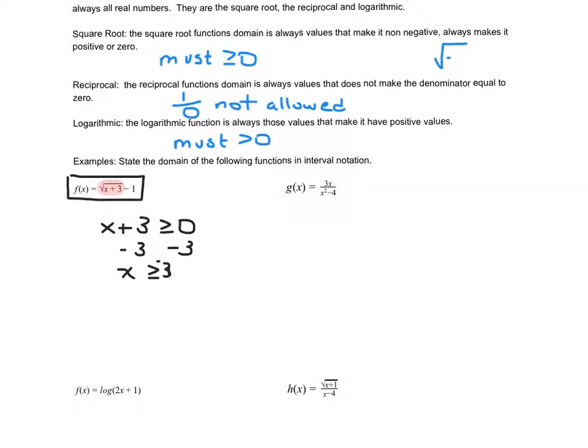So in interval notation, the smallest value it would take would be negative 3 to infinity. And that is its domain. So that'll be true of all square root functions. You'll just simply try to find what makes the stuff under the root bigger than or equal to 0.